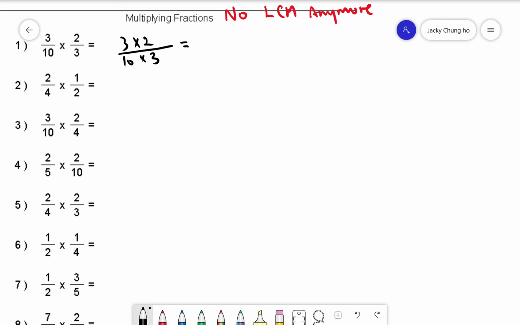So in this case, this will be 3 times 2, which is 6, over 10 times 3, which is 30. If you reduce it, that will be 1 over 5.